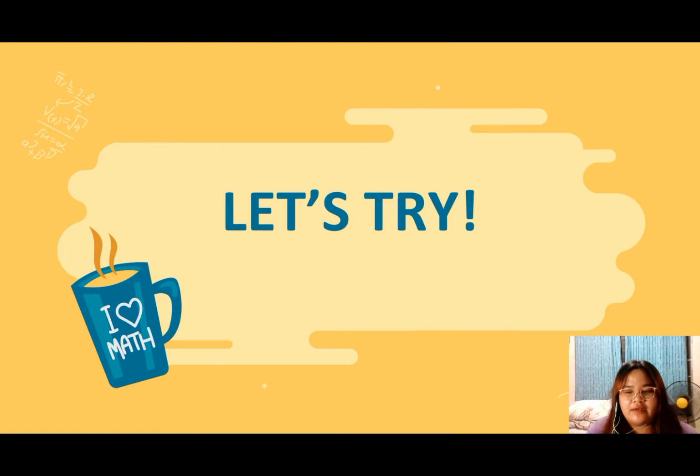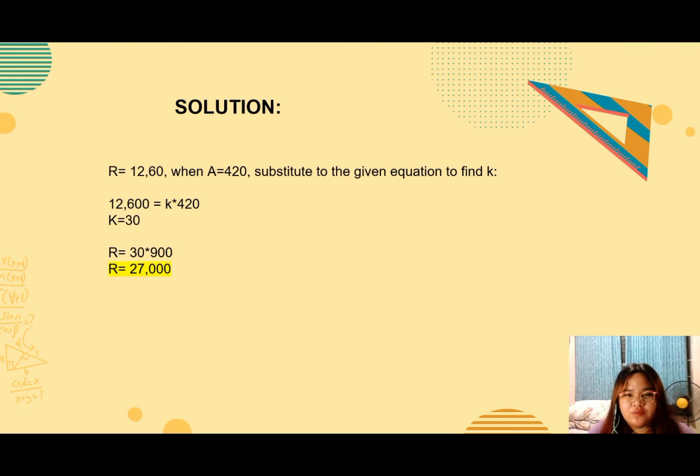Let's try another one. R is equal to 12,600 when A is equal to 420. Substitute in the given equation to find k. 12,600 is equal to k times 420. k is equal to 30. R is equal to 30 times 900. R is equal to 27,000.